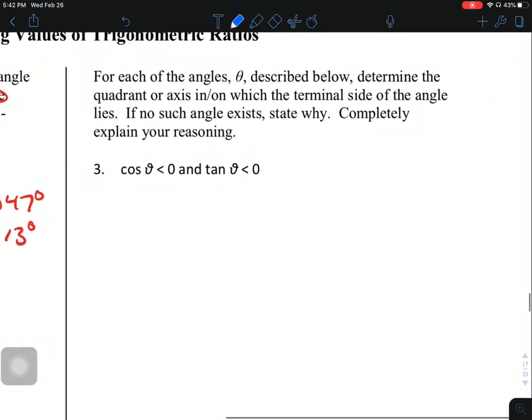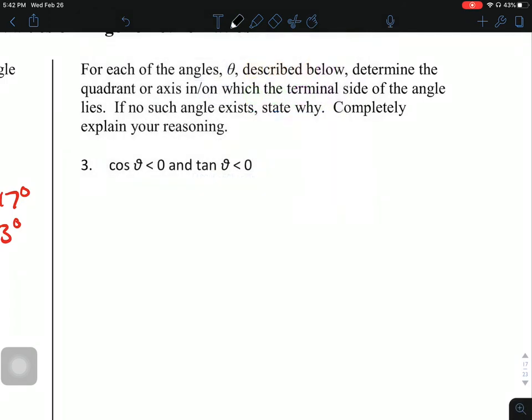Number 3, different instructions. For each of the angles theta described below, determine the quadrant or axis in which the terminal side lies. If no angle exists, state why. Completely explain your reasoning.